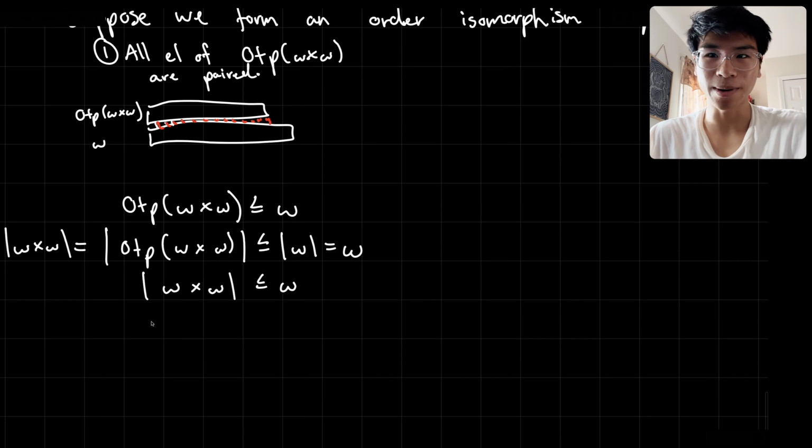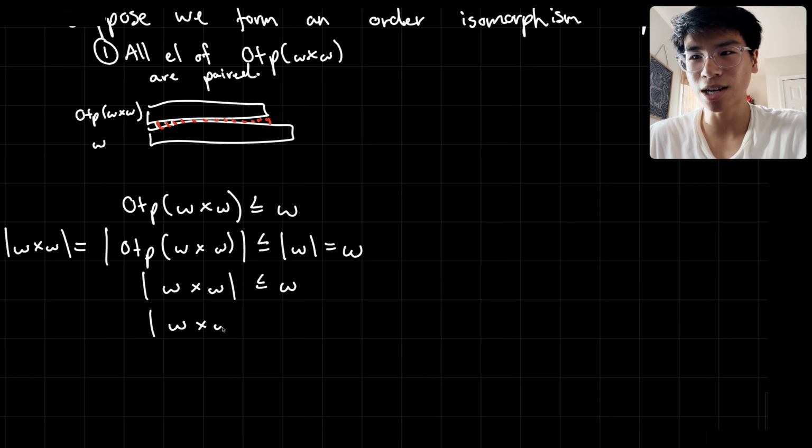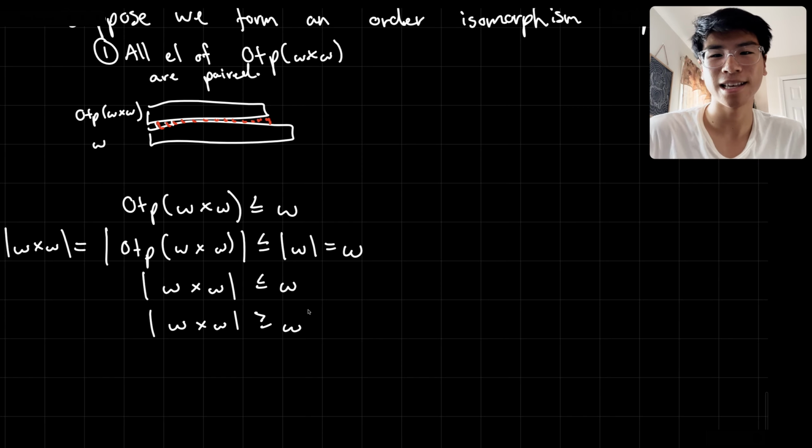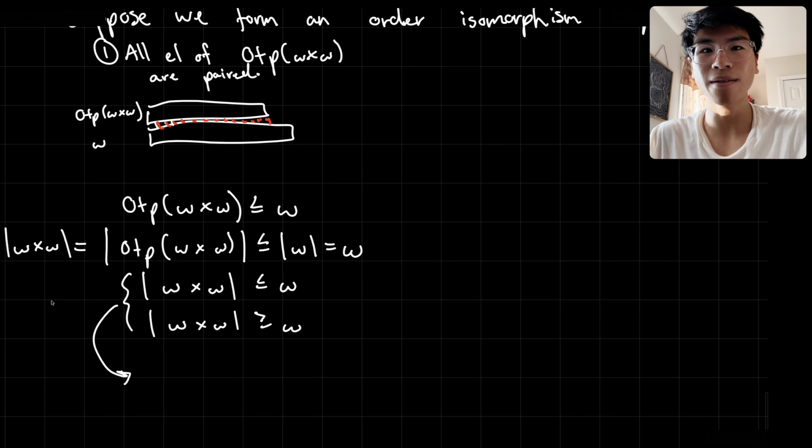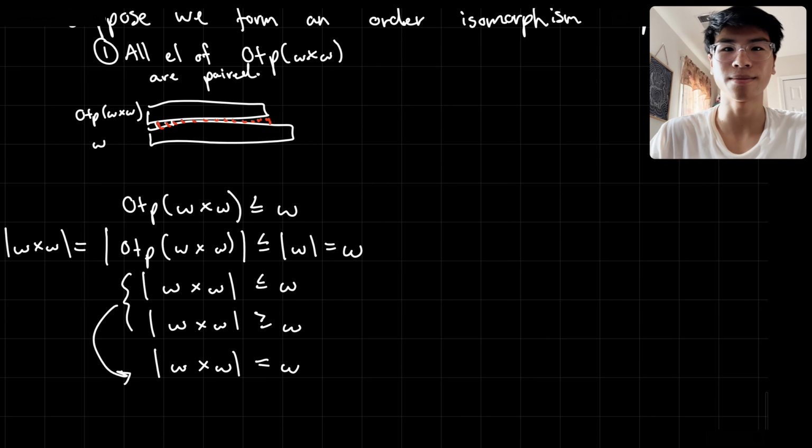Now, the other thing that we know is that omega crossed with omega is definitely larger than omega. I mean, look, it's an infinite set. It's going to be at least the size of omega. Combining these two, we have one conclusion, that omega crossed with omega indeed has cardinality omega.